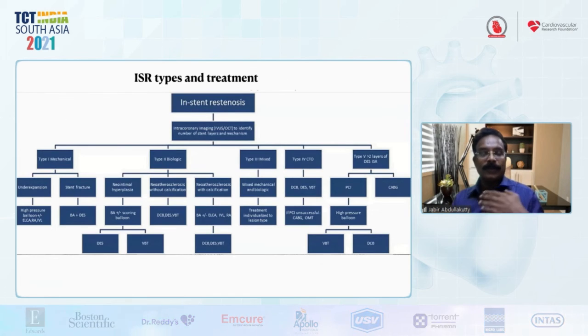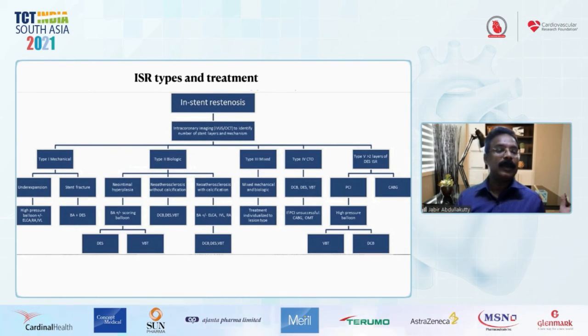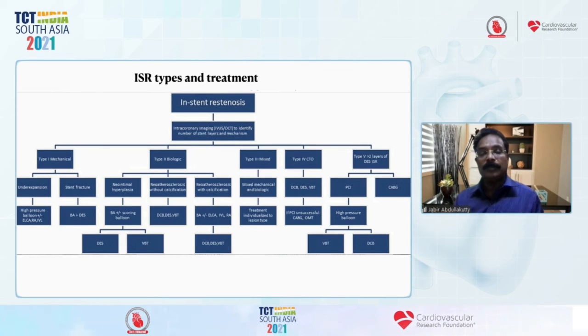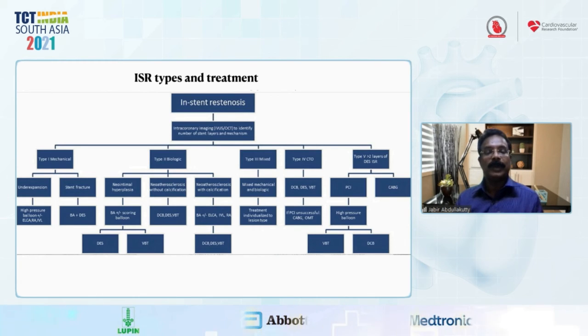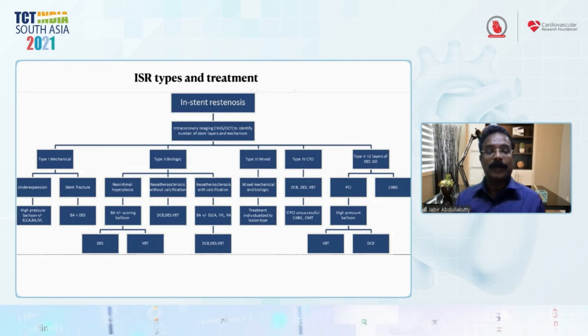So the current 2021 treatment of ISR types and treatment: type 1, mechanical, under-expansion, go for a high pressure balloon, if needed rotablation, IVL or excimer laser. Stent fracture, balloon angioplasty followed by DES. Type 2, biological, neointimal hyperplasia, balloon angioplasty, scoring balloon followed by DES or vascular brachytherapy. Neoatherosclerosis, it is just like the de novo atherosclerotic lesion. Dilatation followed by drug-coated balloon or drug-eluting stent, and vascular brachytherapy is another option.